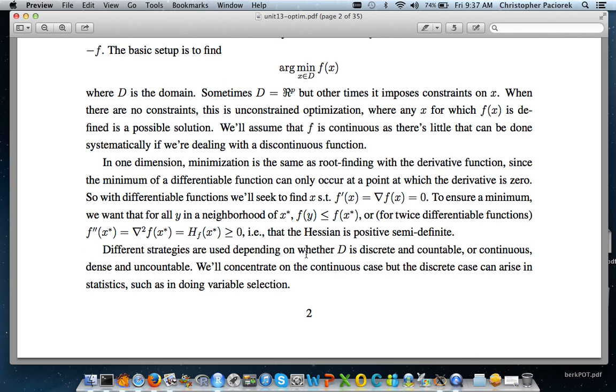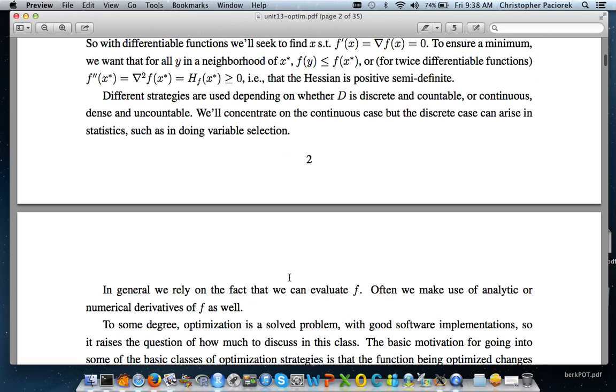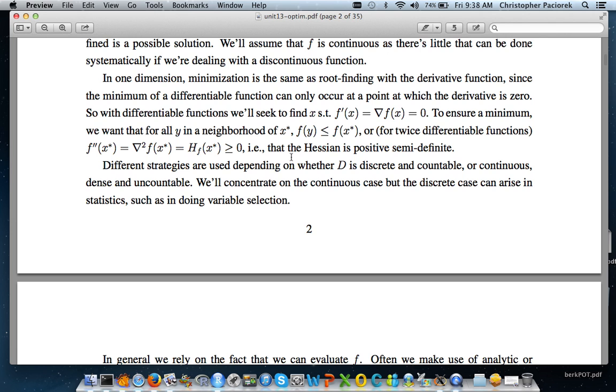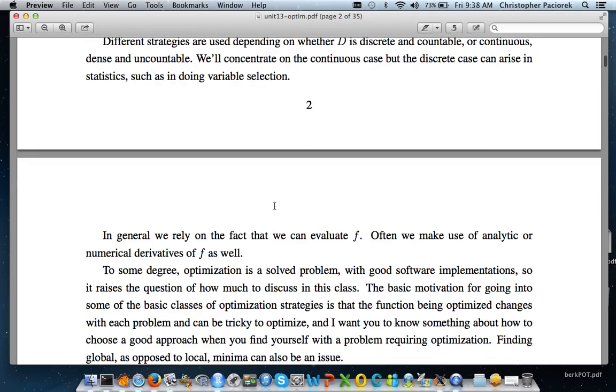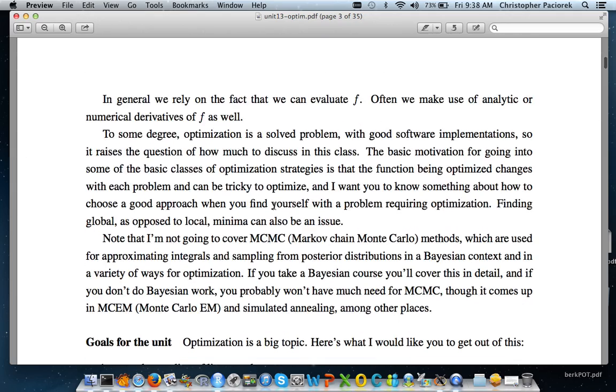And if we're in multiple dimensions, what we need to know that we found a minimum, as opposed to a maximum or a saddle point where we're finding a minimum and a maximum at the same time in different directions, is that the matrix of second partial derivatives is positive semi-definite. So we're coming back to some of the ideas we saw in linear algebra; some of these ideas come up here in optimization as well. I'm going to concentrate on the case where we're optimizing over a continuous x as opposed to a discrete x, although sometimes optimization comes up in discrete cases as well in statistical contexts.